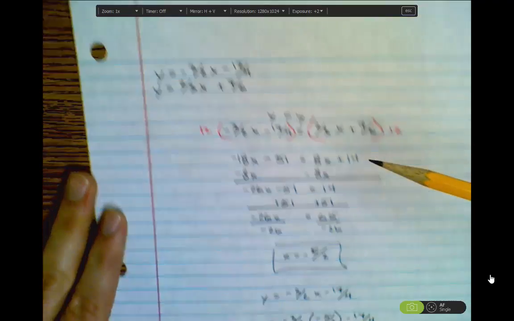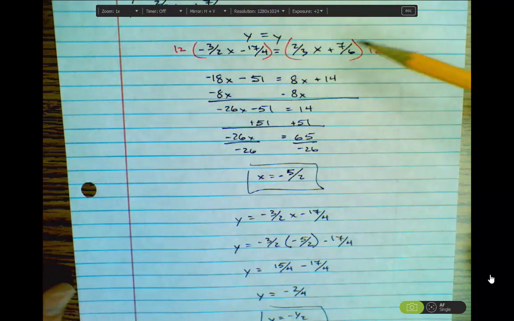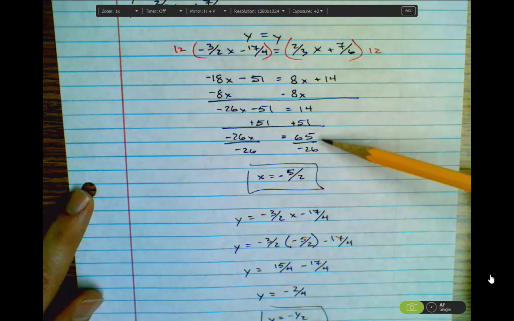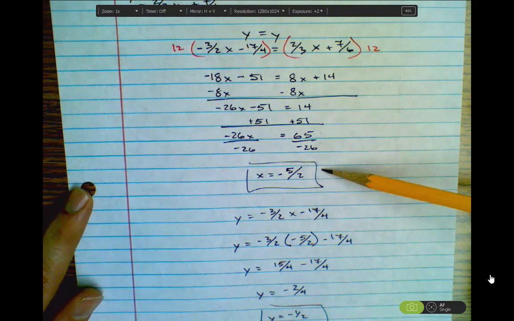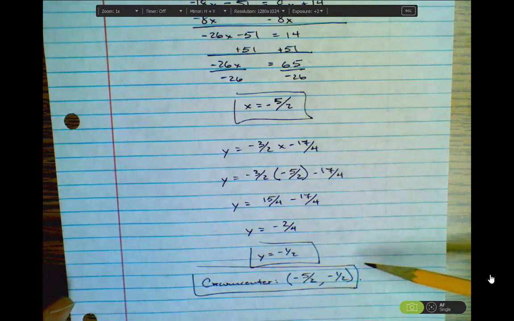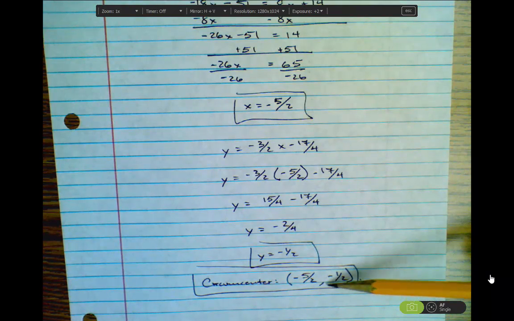I have my system. I set them equal to each other. My LCM is going to be 12. When I do that, it clears my fraction. To simplify this fraction again, 13 goes into both. My x value is -5/2. If I plug that back in, I would get a y value of -1/2. So my circumcenter is (-5/2, -1/2).